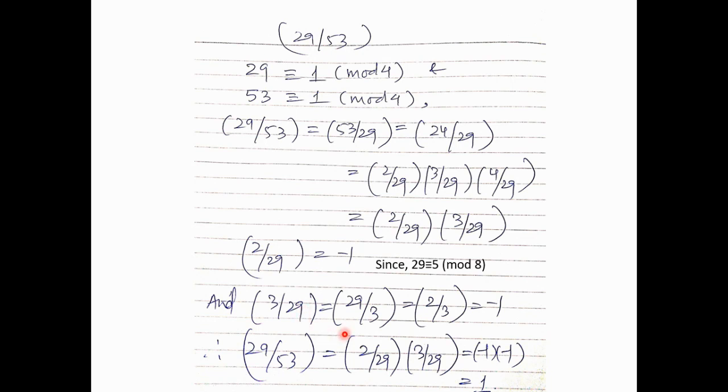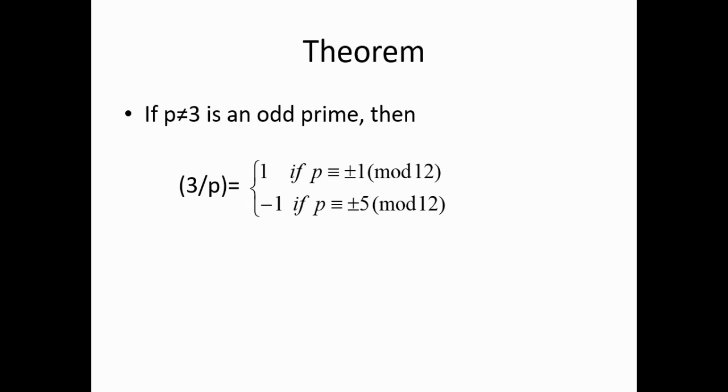And (3/29) can be written as (29/3), which is equal to (2/3), and this is minus 1. Therefore (29/53) is equal to (2/29) times (3/29). That means minus 1 times minus 1, so this is 1. Now we have this theorem. If p is not equal to 3, it is an odd prime, then (3/p) is 1 if p is congruent to plus or minus 1 modulo 12, and it is minus 1 if p is congruent to plus or minus 5 modulo 12.